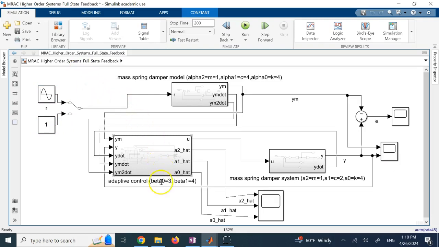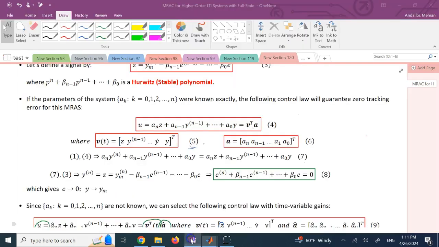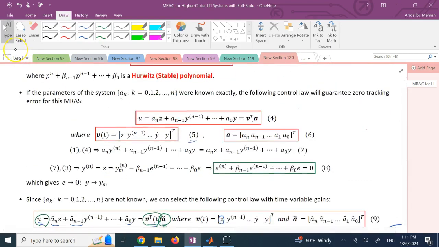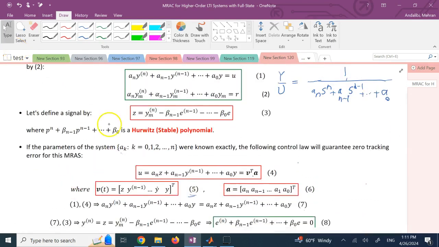This is my adaptive control, where beta 0 and beta 1 are selected as 3 and 4. So your characteristic polynomial here, if you go back and look at it, remember in this system n is 2. It's a second order system. So as I said, this is 3, this is 4, and this is 2. So it's just p1. So you get p squared plus 4p plus 3.